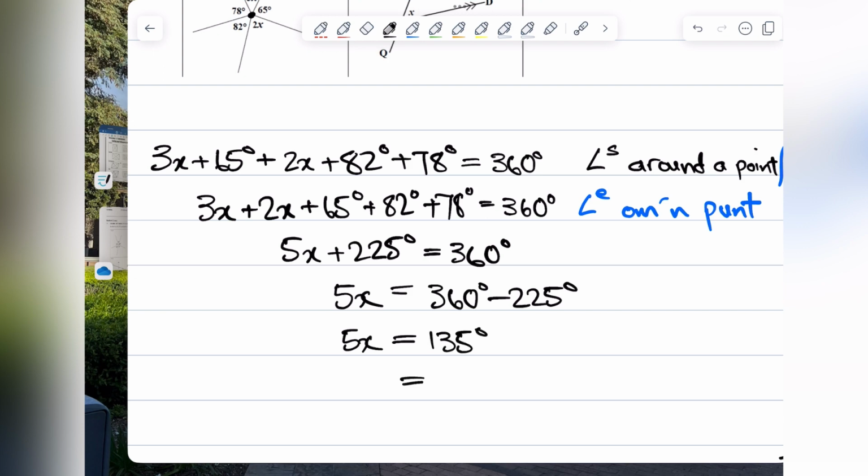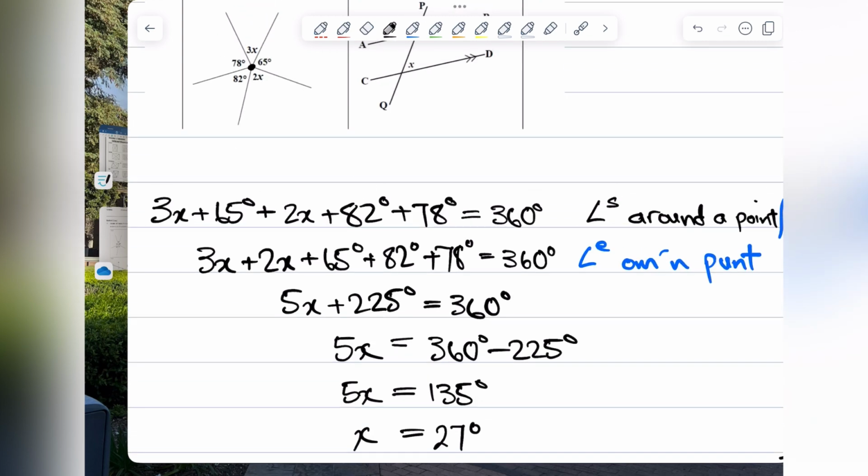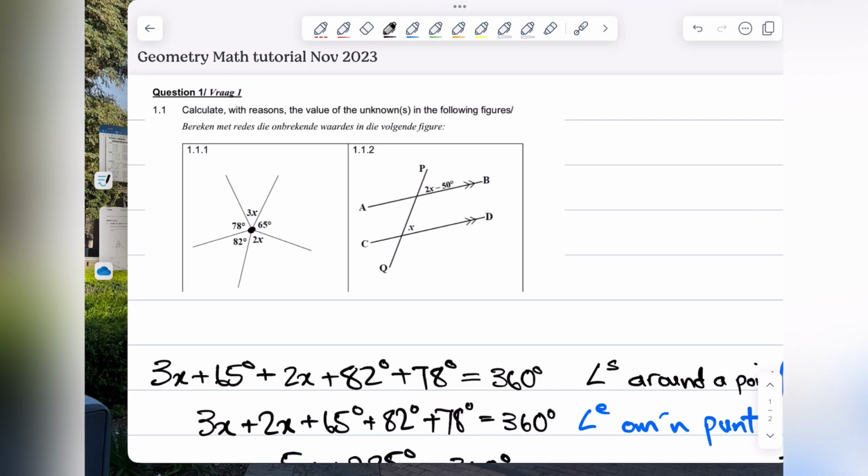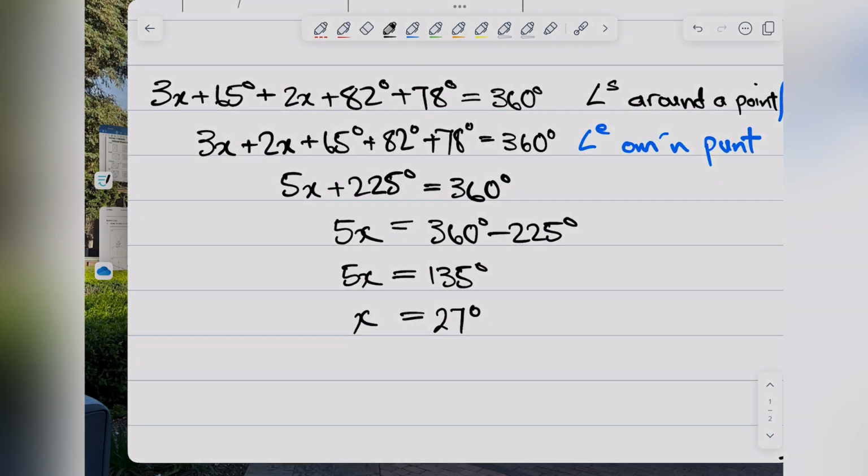Then we need to divide both sides by 5. And we find that x is equal to 27 degrees. And did we answer the question? It says that we need to calculate the value of the unknown. So the value of the unknown has been found. It is 27 degrees.